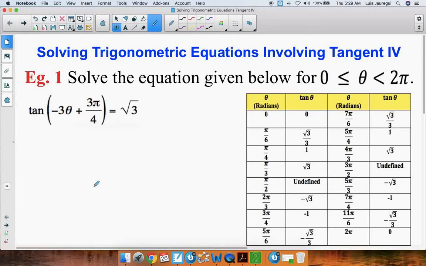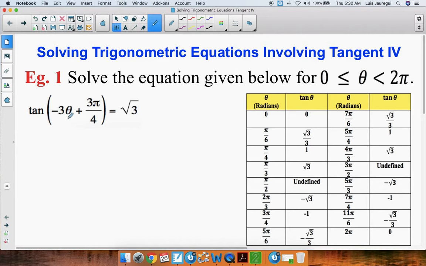Welcome. In this video, we'll be solving trigonometric equations involving tangent part 4. Let's take a look at our example. Solve the equation given below for theta greater than or equal to 0 and less than 2 pi.